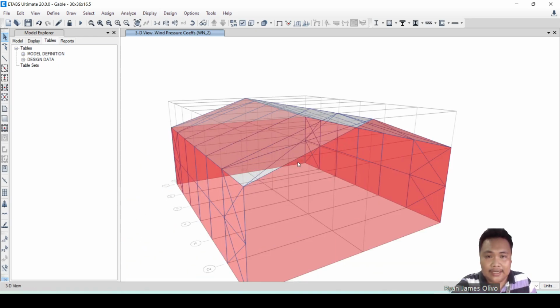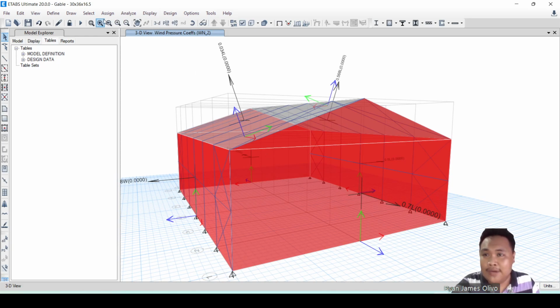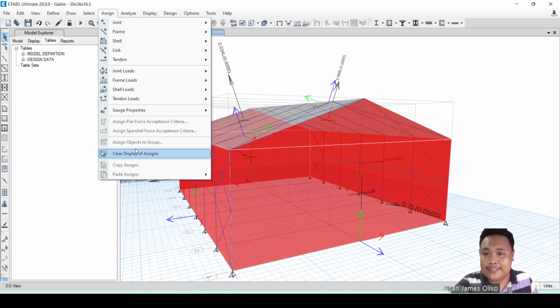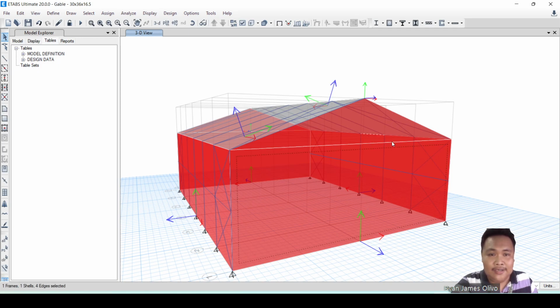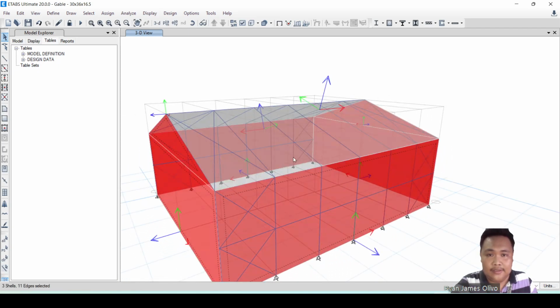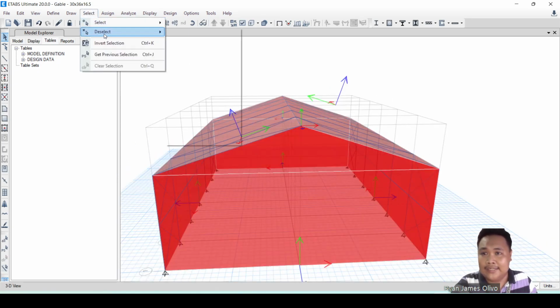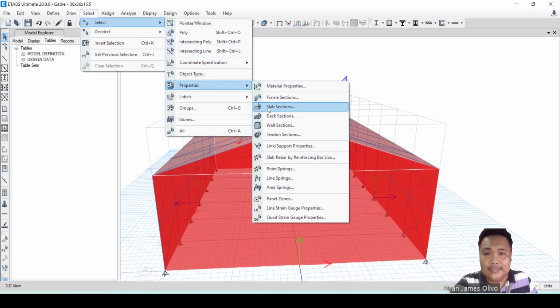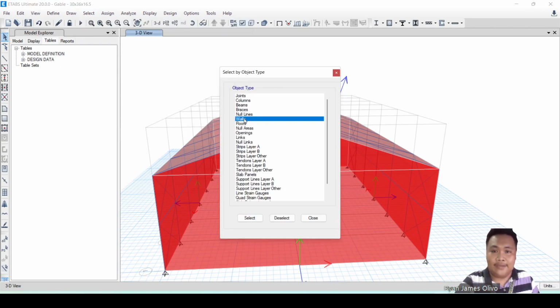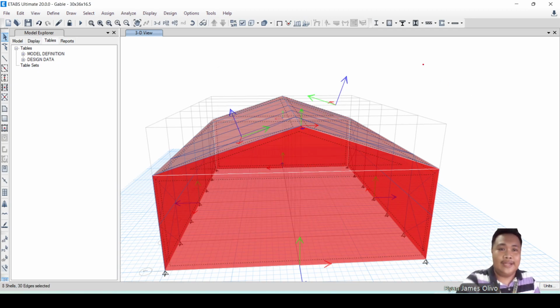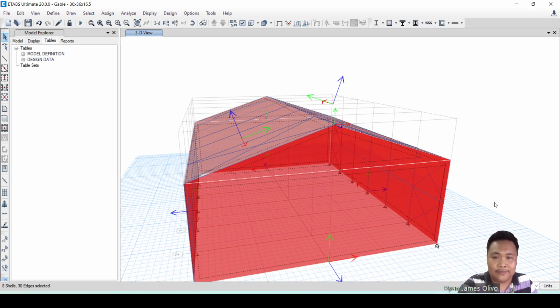Okay, now we need to put some, what you call that, internal pressure. So how do you put the internal pressure? So this is just easy. Just select all. If you want to select all, just click this select, then properties, object type. So let's select walls and floors. It will select all for wind pressure. So we will now do wind internal WI. So the internal pressure, just select all shells. So we have 8 shells, 1, 2, 3, 4, 5, 6, 7, 8.